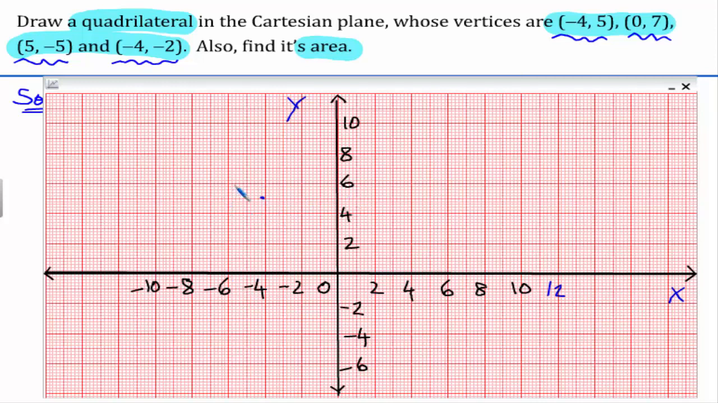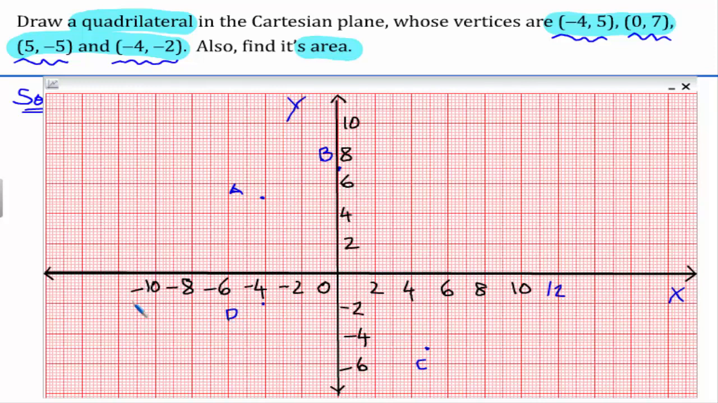This is A, and B is (0, 7). (0, 7) will be on the y-axis here between 6 and 8. This is B. And now C is (5, -5), 5 on x-axis, -5 on y-axis. This is C. Now D is (-4, -2), -4 on x-axis, -2 on y-axis.